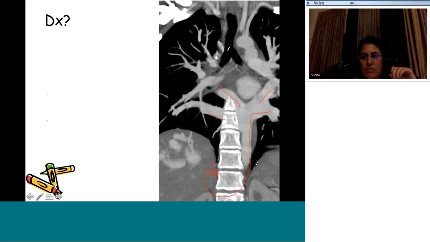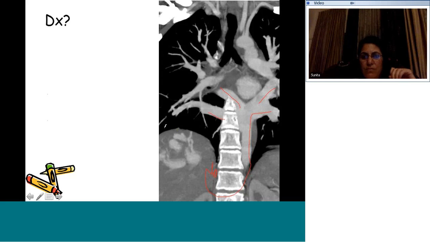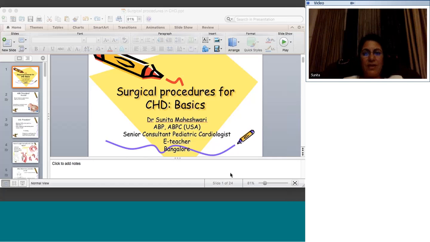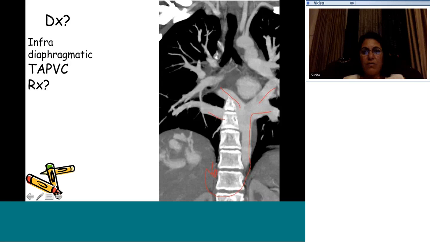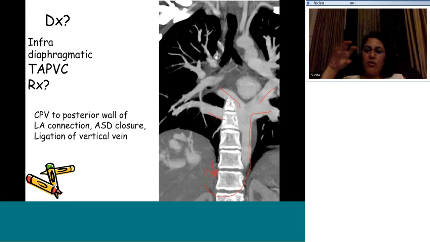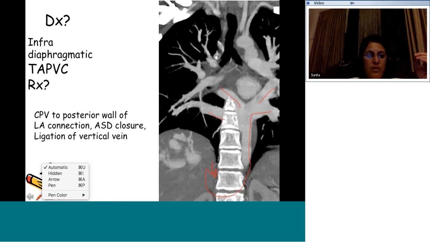Treatment for TAPVC? So, rerouting the pulmonary veins to the LA and ligating that vertical vein. Remember that the vertical vein should also get ligated. Otherwise, sometimes it's a pop-off for the common chamber.